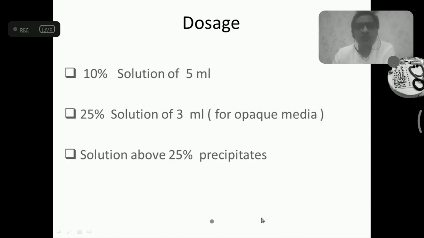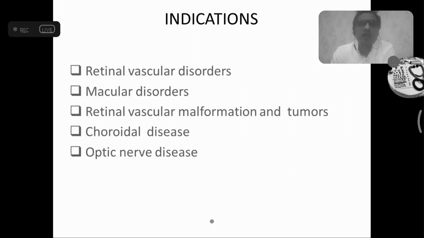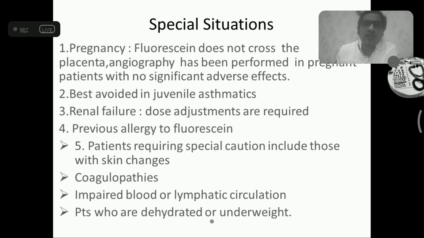Doses are 5 ml of 10% or 3 ml of 25%. It is used for evaluation of the vascular integrity of the retina and choroidal vessels, and to check the integrity of the outer and inner blood-retinal barrier. Indications: retinal vascular disorder, macular disorder, retinal vascular malformation and tumor, choroidal disease, retinal disease. Special situation is pregnancy, which is controversial. Fluorescein does not cross the placenta, and angiography has been performed in pregnant women with no significant adverse effect. Nevertheless, it is best to avoid it.